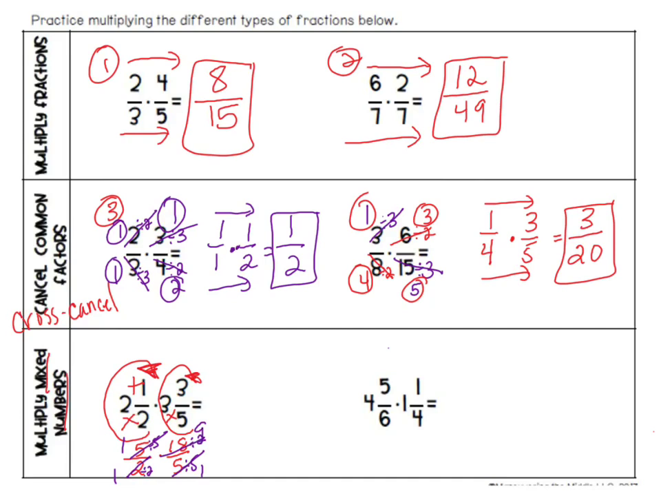So now let's rewrite our problem. We have 1 over 1 times 9 over 1. Multiply across. 1 times 9 is 9. 1 times 1 is 1. 9 over 1 simplifies to 9.